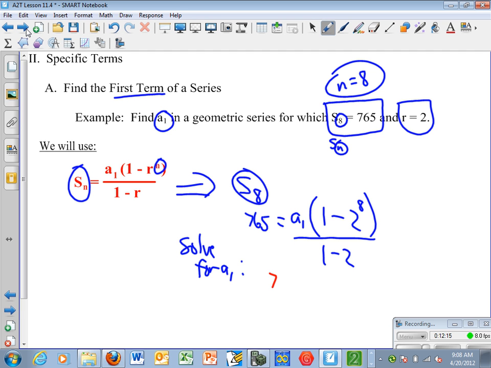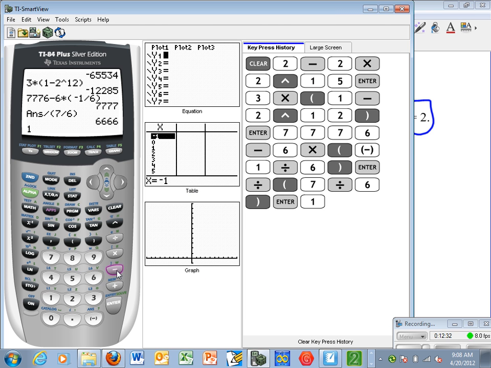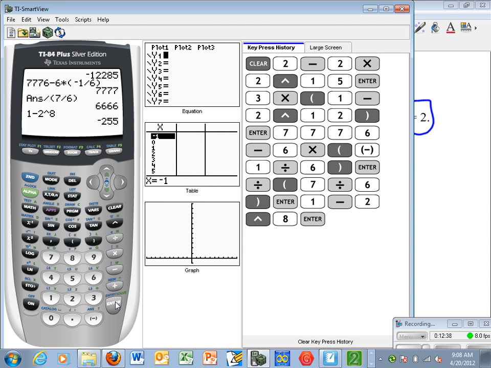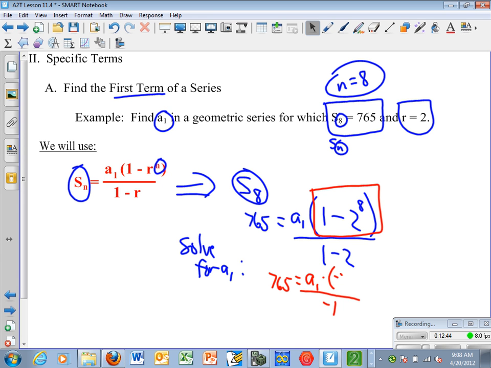So let's get 765 equals A1 times, I'm going to figure this out on my calculator, and then on the bottom, 1 minus 2 is negative 1. So let's do 1 minus 2 to the 8th. So let's pull the calculator back up. I'm going to do 1 minus 2 to the 8th power. So that's negative 255. Okay, a couple different ways you can do it from here. Basically, your two negatives will cancel out here.